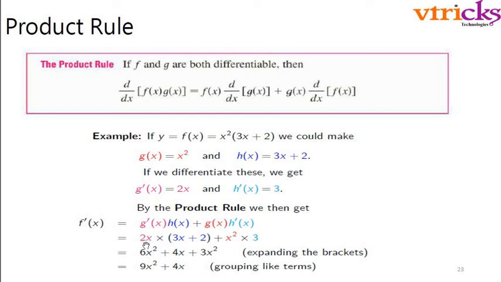So we can take 2x into 3x plus 2, plus x square, that is g(x), into the derivative of h(x), which is 3. And this gets simplified to 6x square plus 4x plus 3x square. Here we are just expanding the brackets and then we group the like terms. So 6x square plus 3x square becomes 9x square plus 4x. That is how we find the derivative of a product of two functions. We differentiate each one of them individually first and then we use this rule.